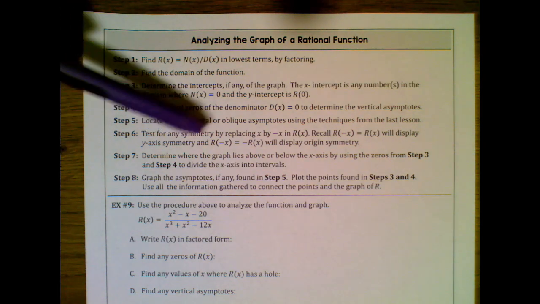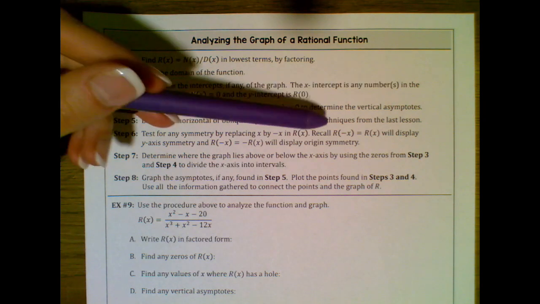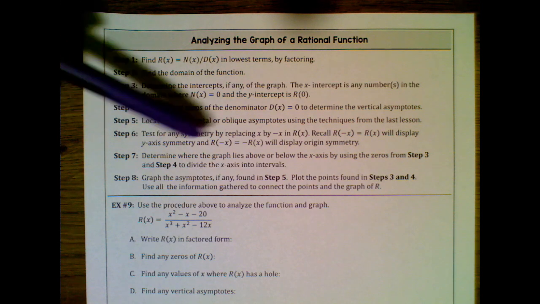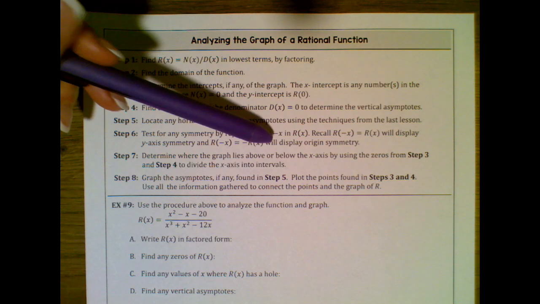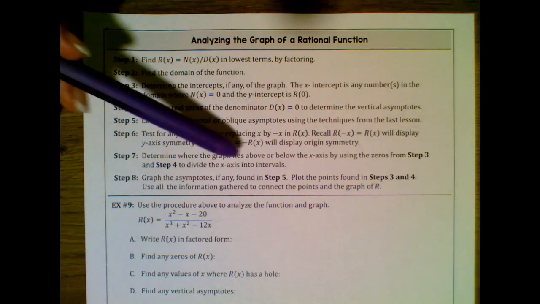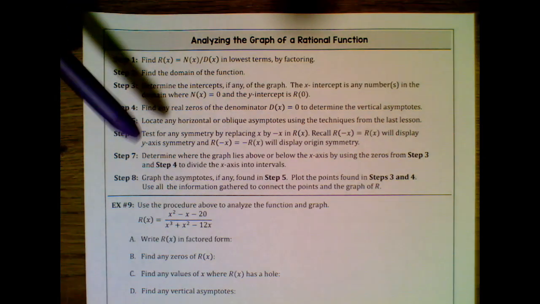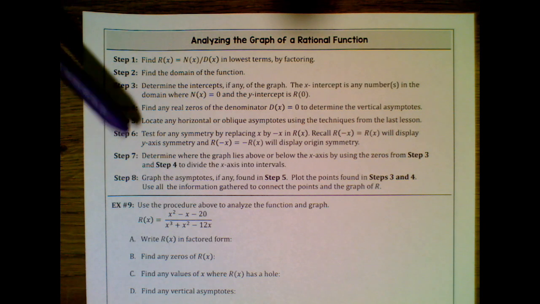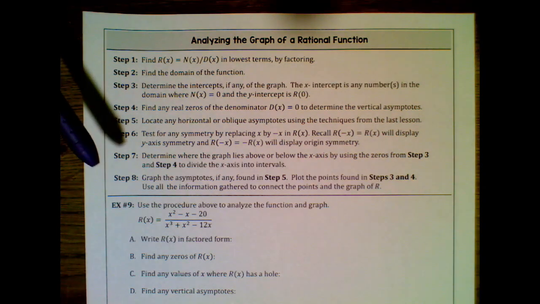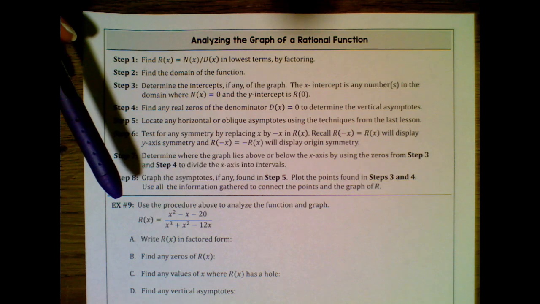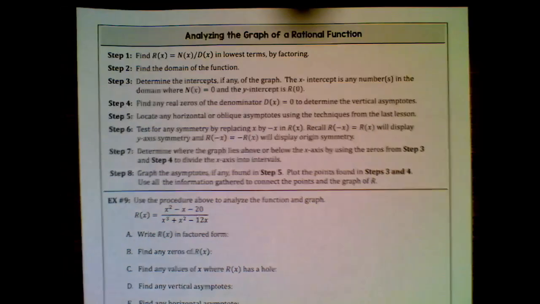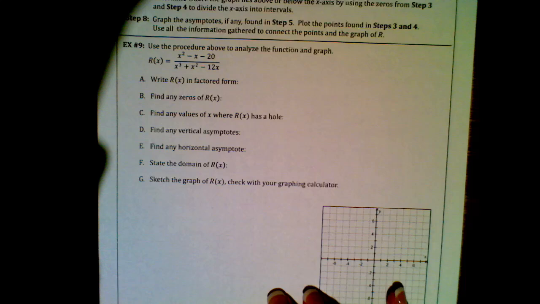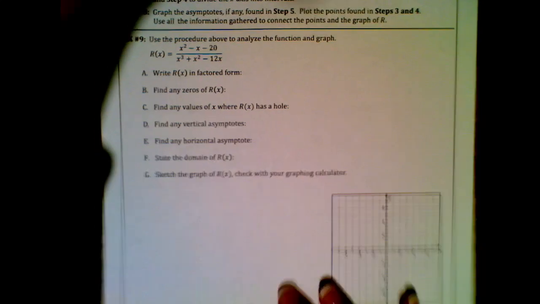Test for any symmetry by replacing x with negative x in the original function, and that will display if you have y-axis symmetry or symmetry with the origin. And then determine where the graph lies above or below the x-axis by using the zeros from steps 3 and 4, and graph the asymptotes, if any, that were found in step 5. Plot the points you found in steps 3 and 4 and use all the information gathered to connect points of the graph. So we're going to use that procedure above to analyze the function and this graph below right here.